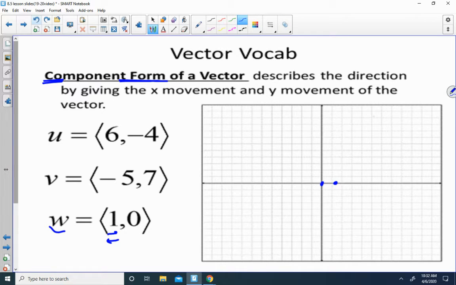And then the 0 can't really move up or down when you've got 0 units. So it looks like we're not moving up or down at all. So it looks like that's it. A small little arrow going to the east. And that's what all those arrows will look like. Just 1 unit to the east for each arrow.